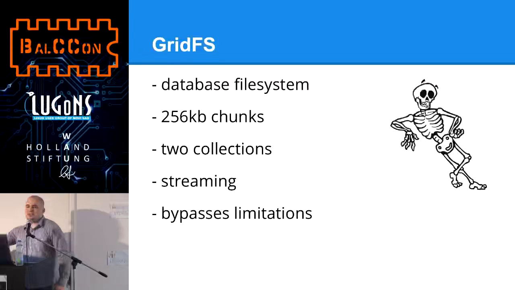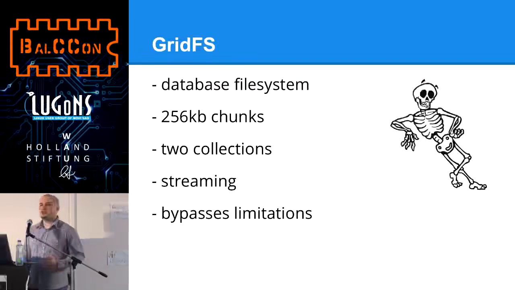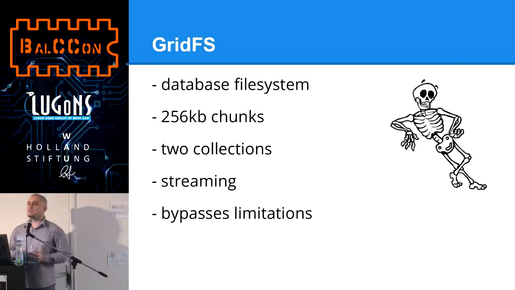The third feature that I really personally like is GridFS, and it is a specification for storing files which are larger than 16 megabytes. Basically, BSON documents can store 16 megabytes of data, but if you need to store a bigger file, there comes GridFS. GridFS can be considered a database file system. It works by splitting the file into 256 kilobyte chunks, and those chunks are written in a special collection which is called fs.chunks.